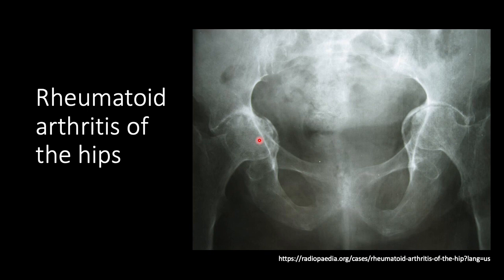In this radiograph, there is also severe osteoporosis and degenerative changes associated with the pubic symphysis. We also see some erosions in this area. This is also a typical finding of rheumatoid arthritis.